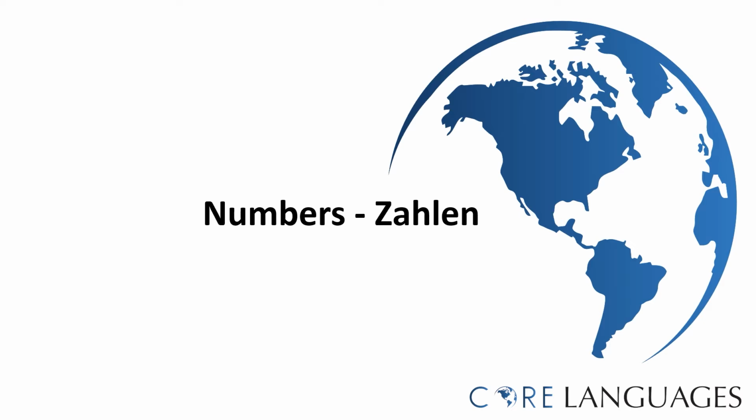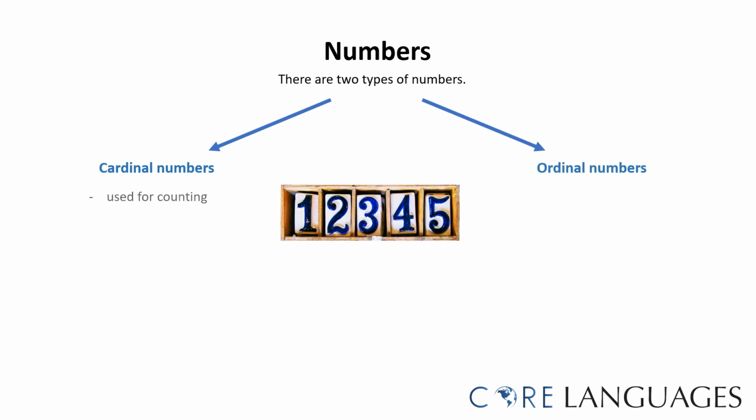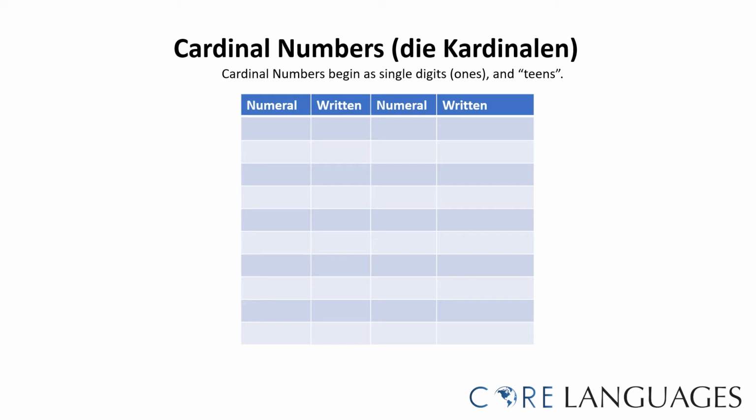Numbers. Zahlen. We differentiate between two different types of numbers: cardinal numbers and ordinal numbers. Cardinal numbers are used for counting, calculating, and stating years and age. Ordinal numbers are used to order or rank things, but we also use them to give the date or for building floors or stories. Here are the first 19 cardinal numbers in German.